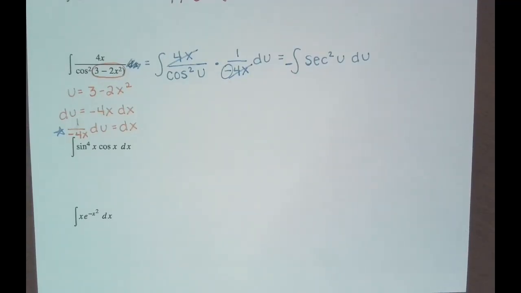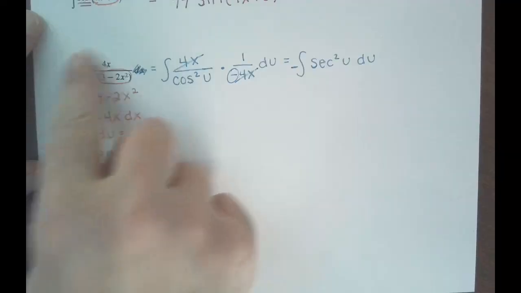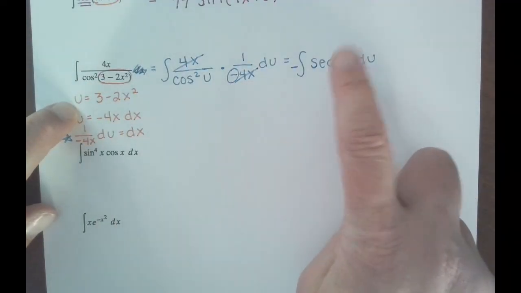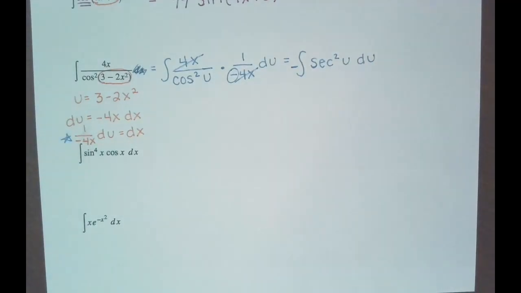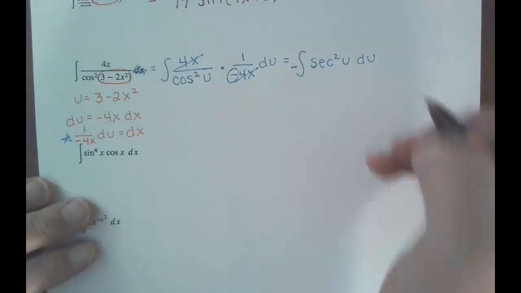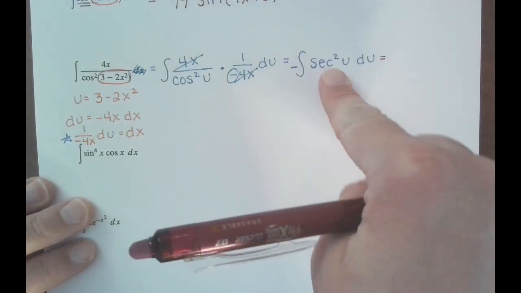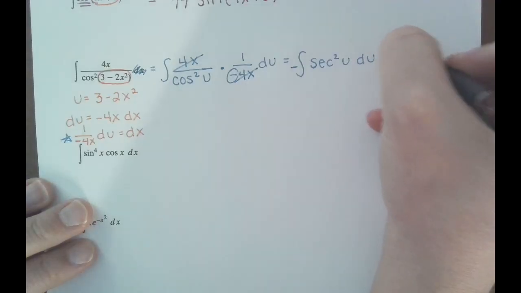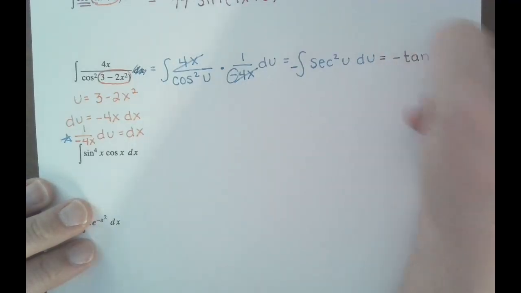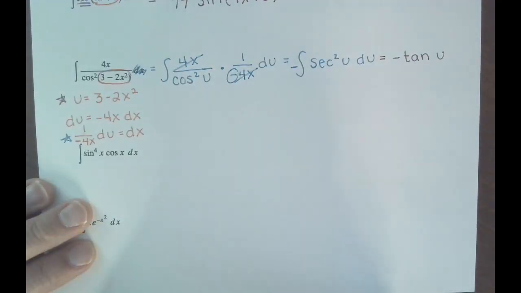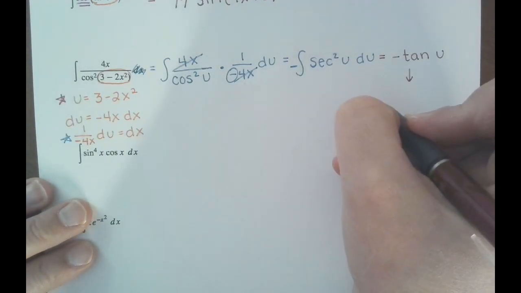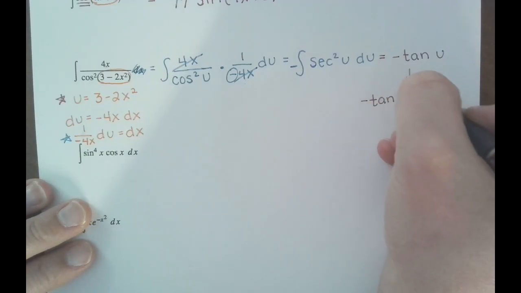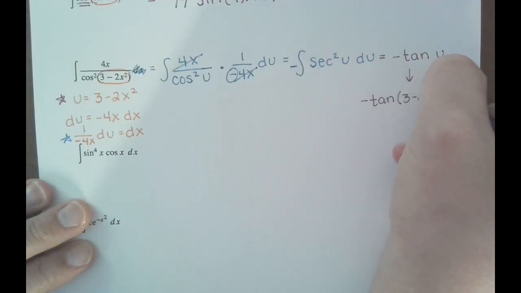Okay, so that was us simplifying this integral, right? We took this integral, we did some U-substitution, that brought us to this, and this is something I can actually take an antiderivative of. That's your goal, right? So the antiderivative of secant squared is tangent, right? Because secant squared is the derivative of tangent. I need to keep that negative. So I'm going to say negative tangent of u. And then let's go back and put our u back in. So my final answer here would be negative tangent of 3 minus 2x squared plus c.